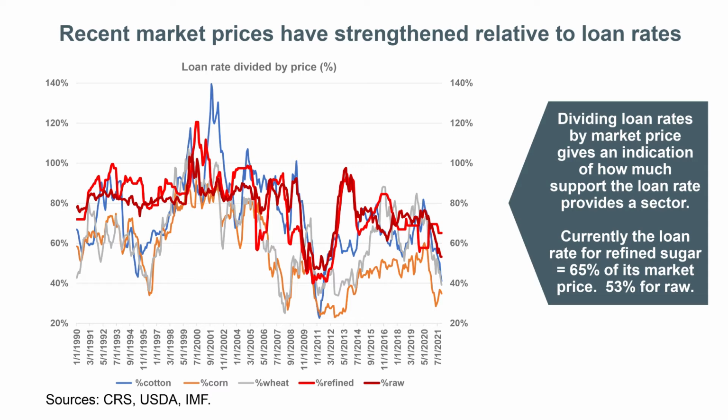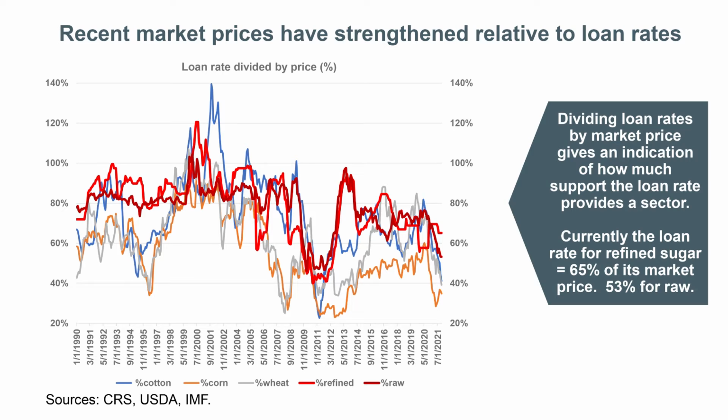So one thing that I've been asked to look at is how do current market prices compare to farm loan rates across a couple different commodities. I'm showing cotton, corn, and wheat, refined sugar, and raw sugar here. So this is the loan rate divided by the price that you're getting. So the strength of some of the commodities such as corn is driving down that percent.